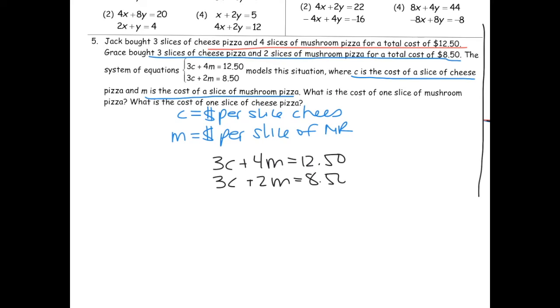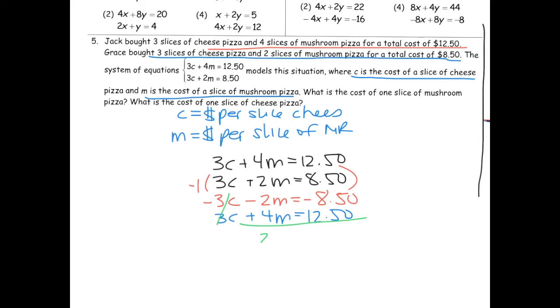Now, guys, the easiest letter to eliminate would be the C's. Multiply the bottom equation by -1. So we have negative 3C minus 2M equals negative $8.50. And I'm going to bring that other one down. So we have 3C plus 4M is equal to $12.50. So now we can eliminate the C's. We have 2M is equal to 4.